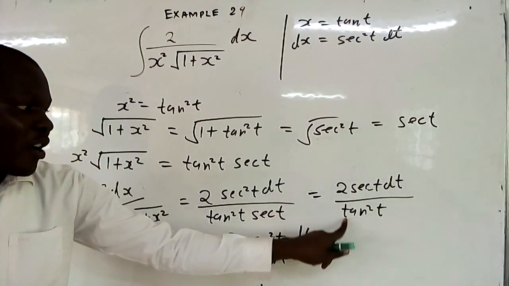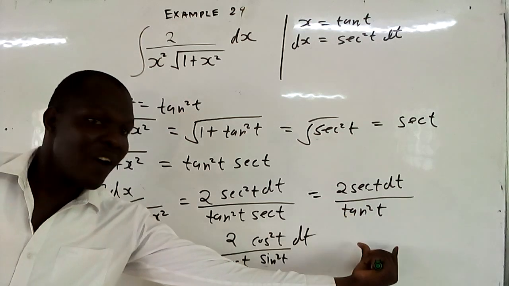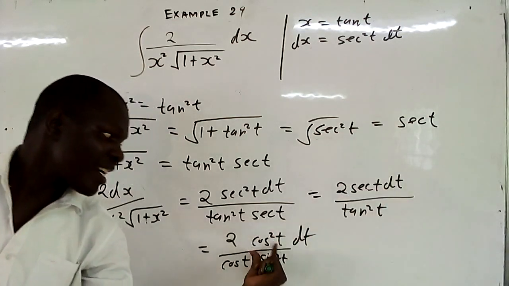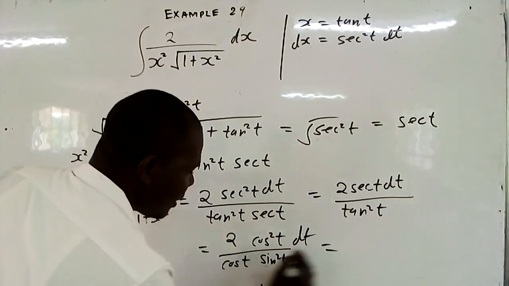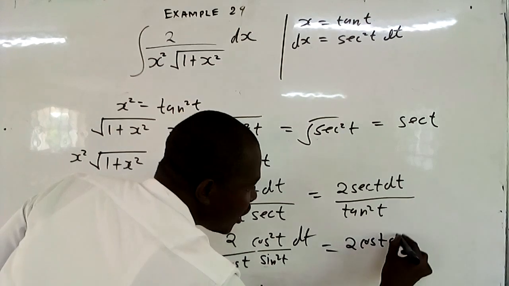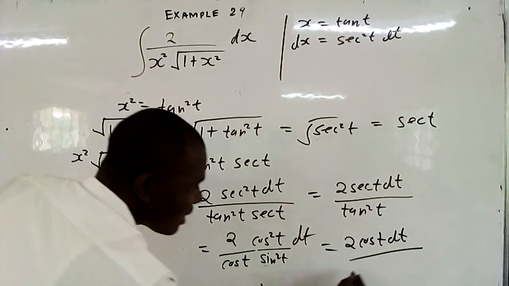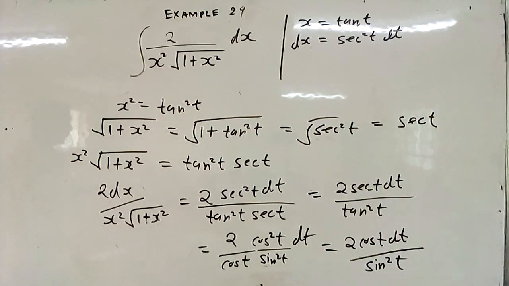This sec t is 1 over cos t, which you place there. Then this tan squared t, sin squared t over cos squared t, meaning cos squared t goes back in the numerator. Are we together? So from there you have 1 cos t cancels out with 1 cos t, you remain with the 2 cos t dt over sin squared t. So you have 2 cos t dt over sin squared t.